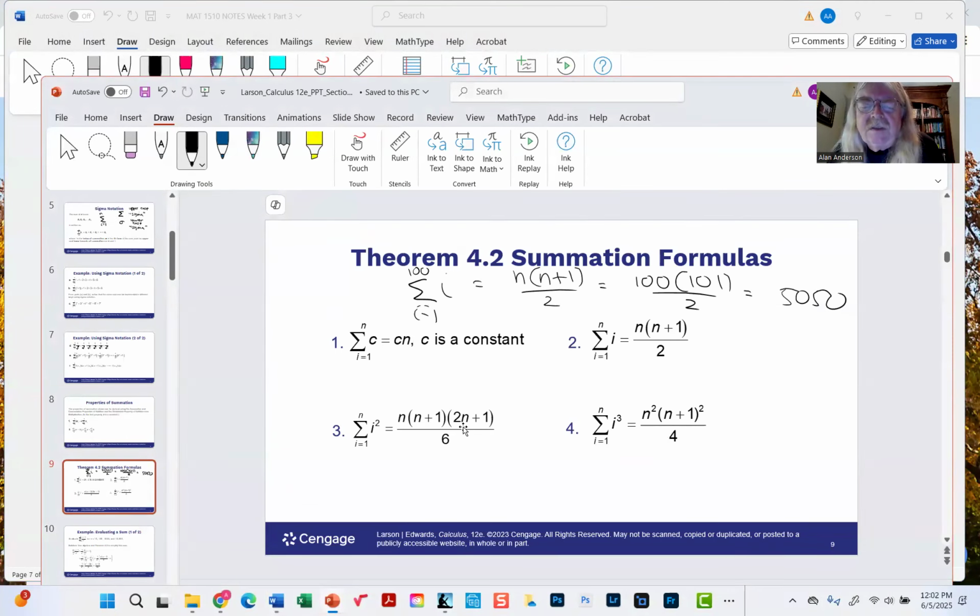i squared gives us this one. So if you needed the first 100 numbers squared, you could do it with this very surprisingly simple formula. And then i cubed, you've got one here. I don't know if there's one for the fourth. There probably is, but it's probably very complicated. But you often see these listed in tables in a calculus book because they can come in handy with what we need to do in chapter 9.